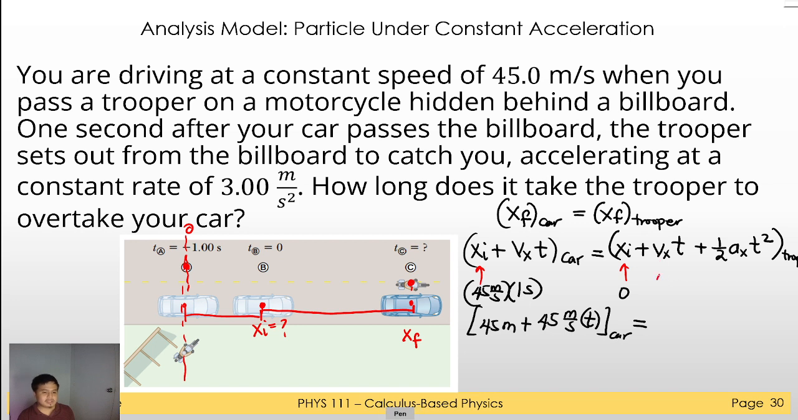The velocity, since it is initially at rest, will also be 0. So this will cancel out, this will cancel out. What is left is this. So what is the acceleration? It's given. This is 3.00, and the time is unknown. So we have 1 half ax, we have 3.00 meter per second squared acceleration multiplied by the time squared of the trooper.